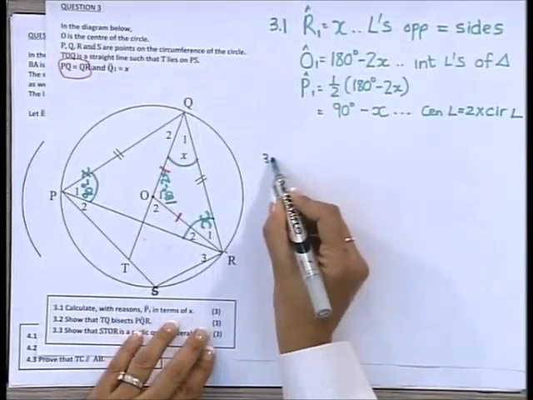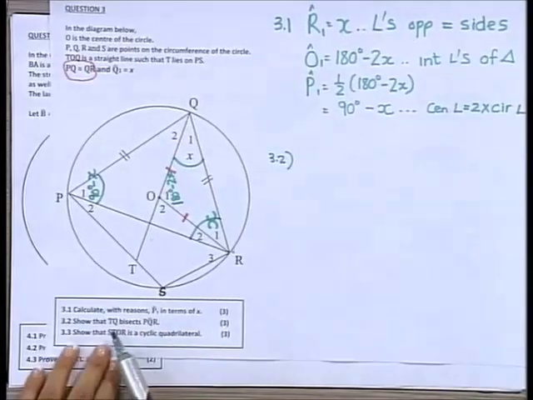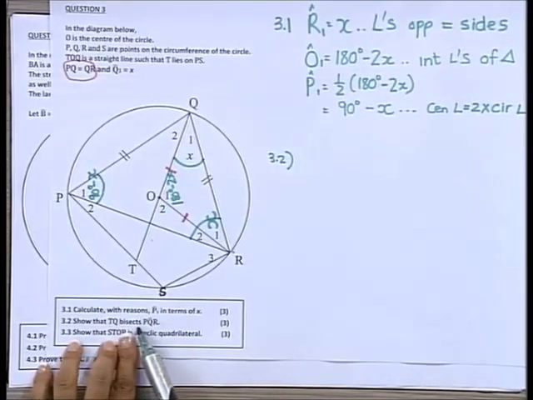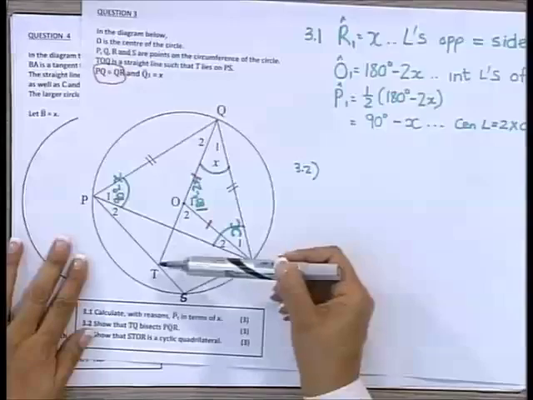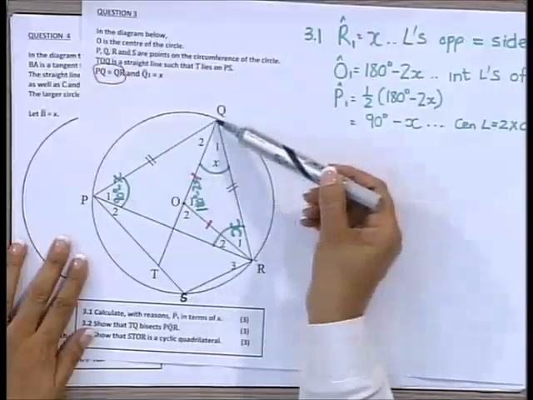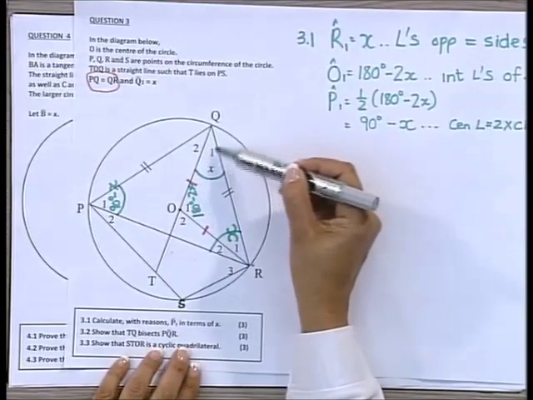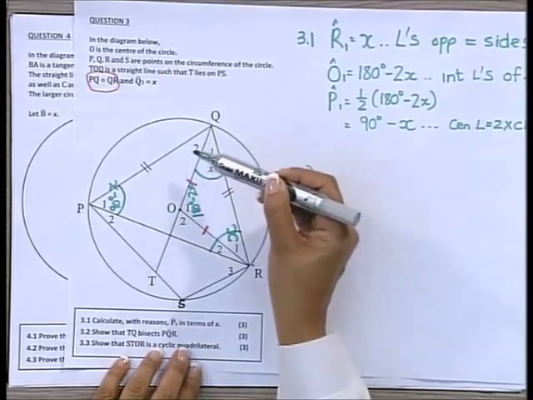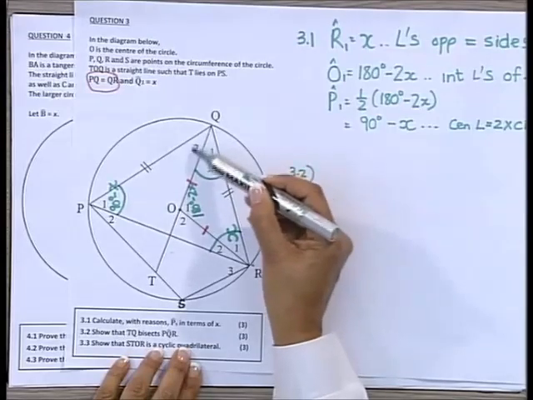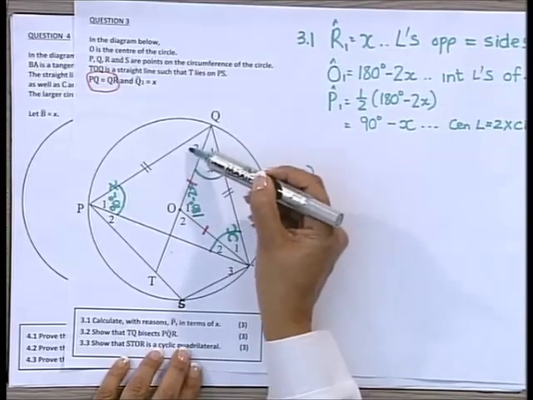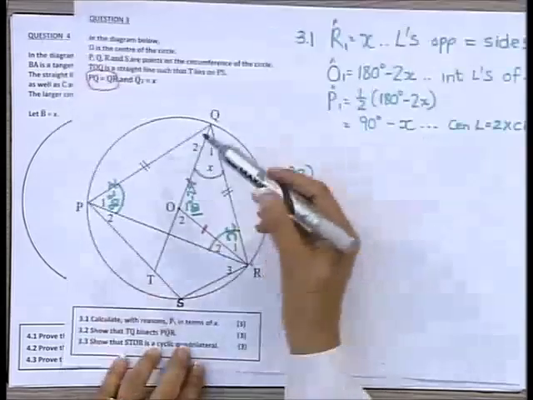And now we go to 3.2. 3.2 says, show that TQ bisects PQR. Show that this line bisects this angle, PQR. Now, if you don't know what bisect means, it just means it cuts it in half. So this side must be equal to this side. Now, can you see that Q1 is equal to x? So all you're going to need to prove is that Q2 is x. Remember, bisect means this side must be equal to that side. In our case, it is an angle.